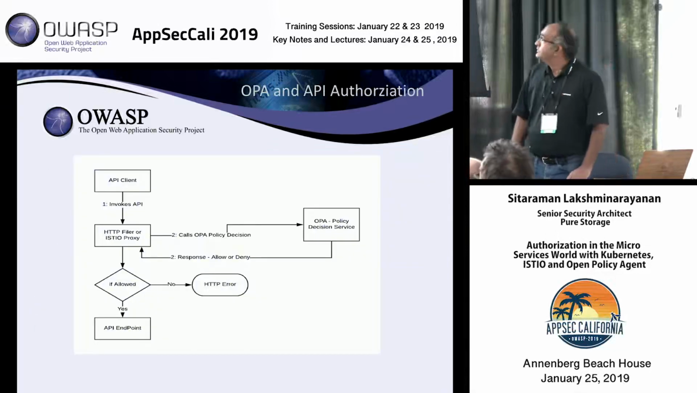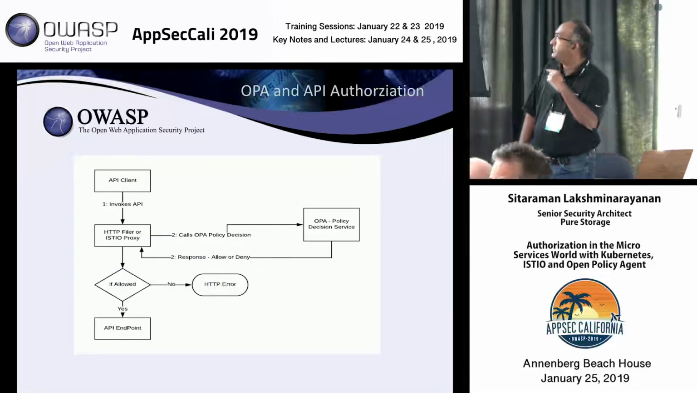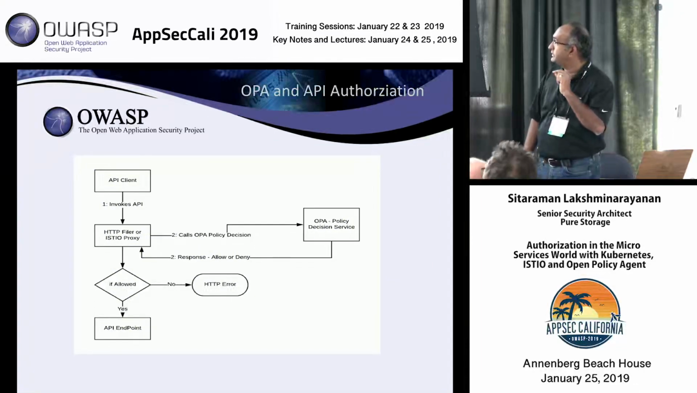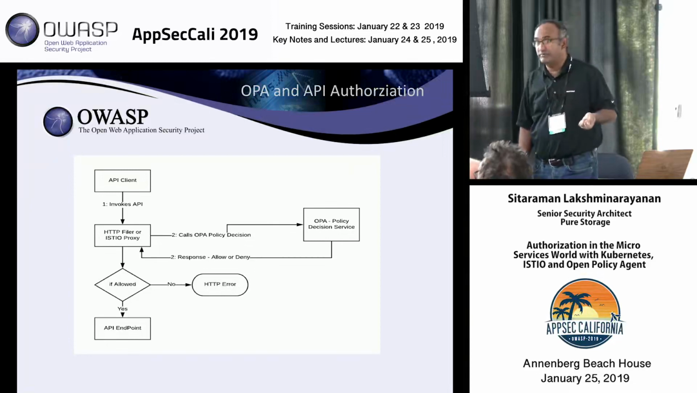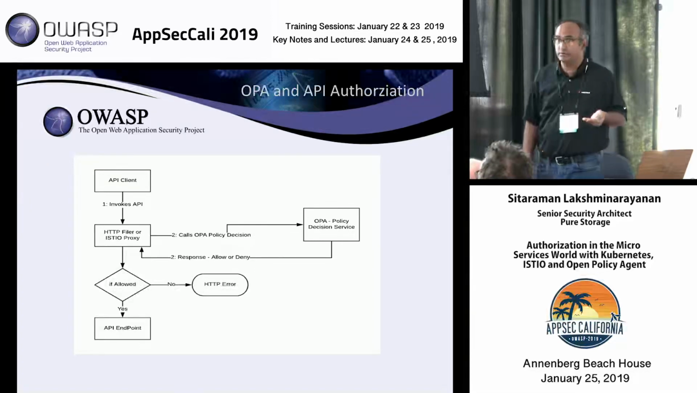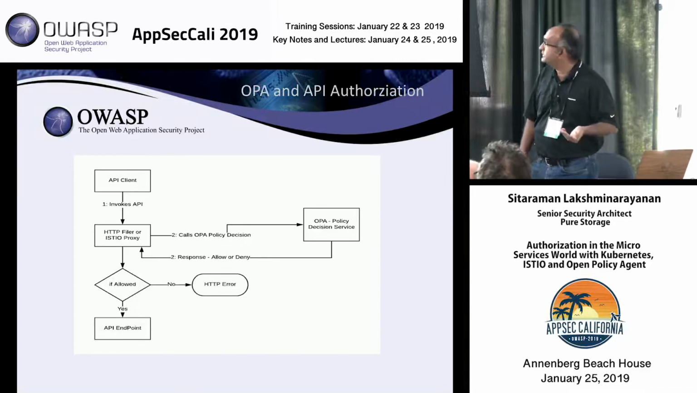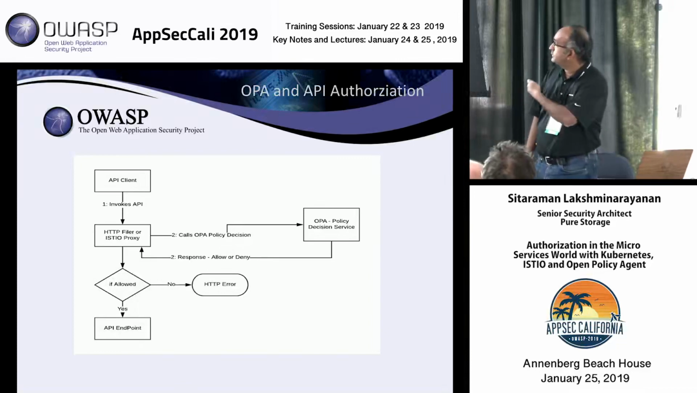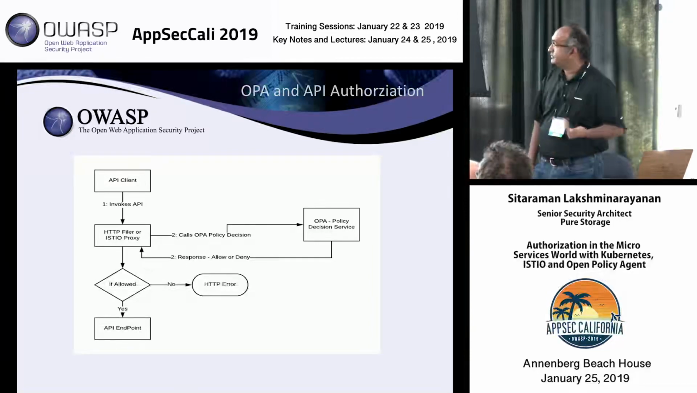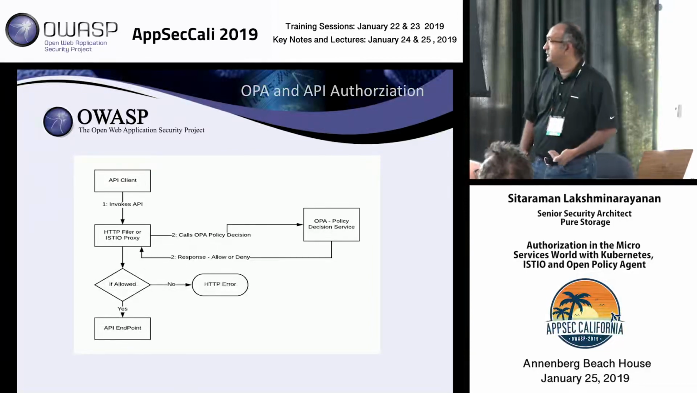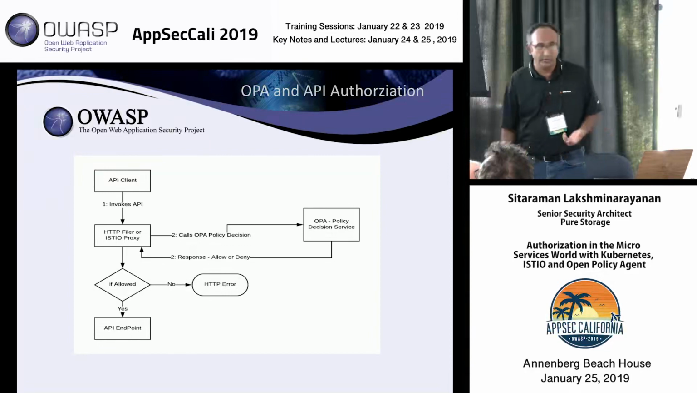Yeah. So go back. So you have an API client. The API client is invoking your API. You can either have your own HTTP filter or you can have an ISTIO proxy that is doing this. With ISTIO, you can have an OPA agent that comes with ISTIO, which makes a call to your OPA policy service. It gets back the decision and your invocation goes through. If not, you're throwing an error.